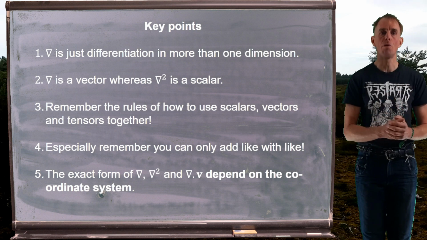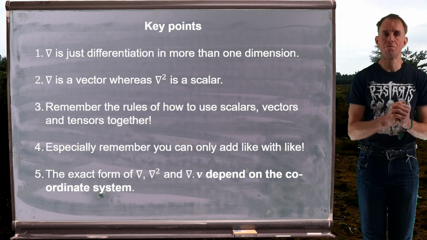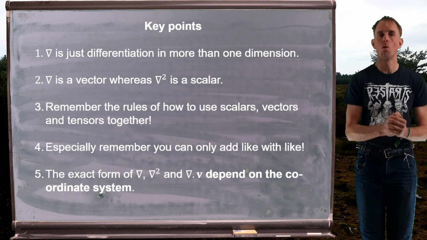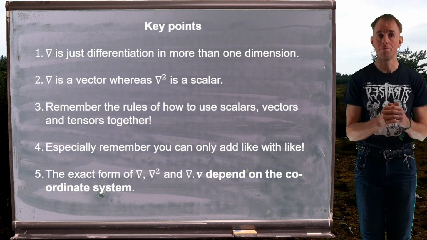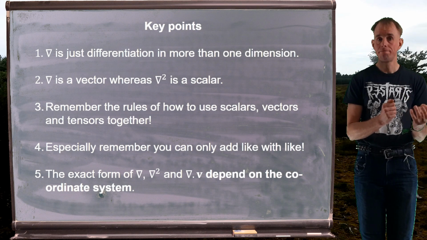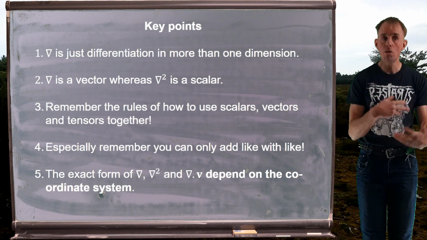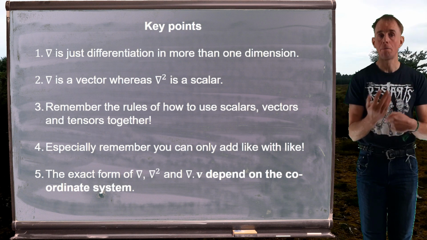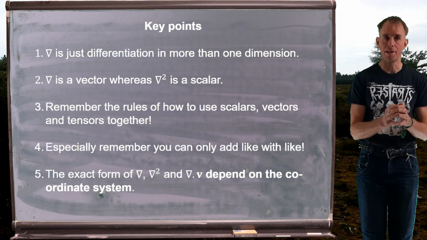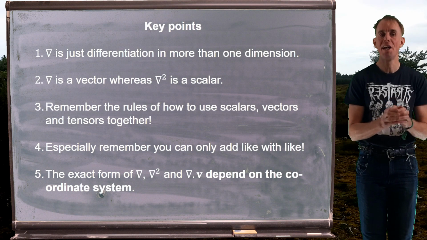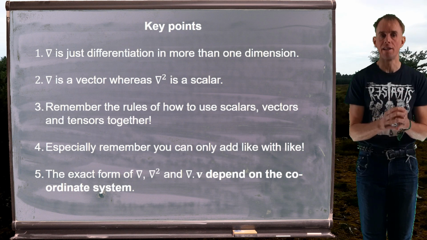So let's just sum up a few key points. What I want to try and communicate is that the upside down triangle is just differentiation in more than one dimension. We call this upside down triangle nabla, or the gradient operator. The gradient operator is a vector. The second derivative form, the Laplacian, is a scalar. So when we use the gradient operator and we use the Laplacian, we need to remember the rules of how to use scalars, vectors and tensors together. And the key take-home message here is don't forget you can only add like with like. That's the concept of rank homogeneity.